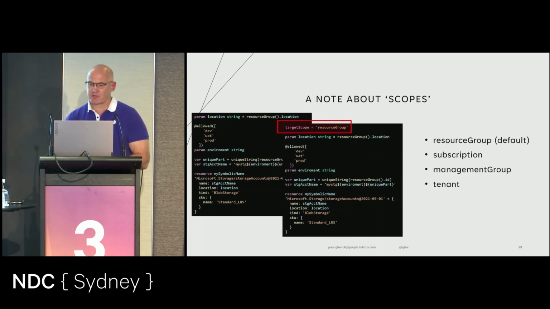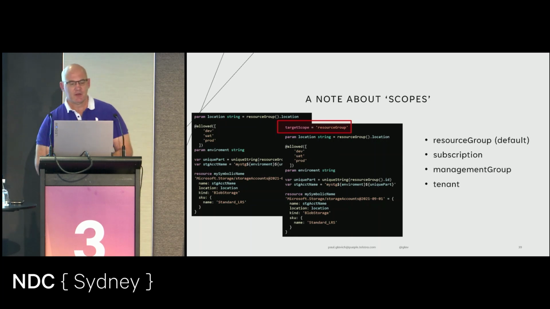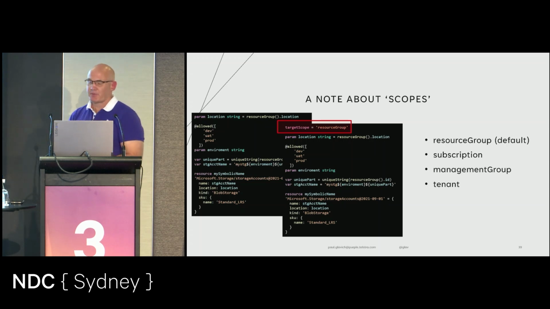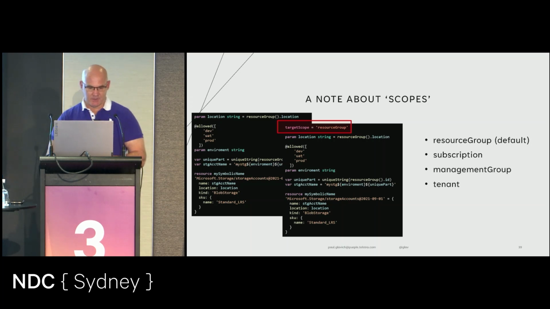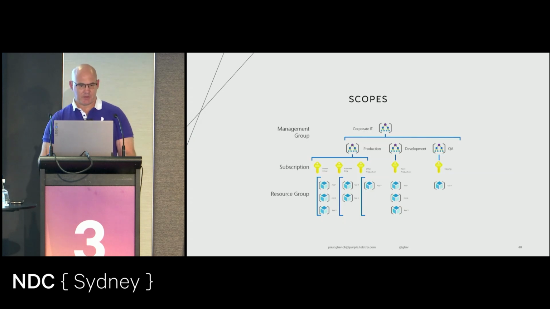Yes, note about scopes. I did mention I would talk about that. The default scope in a Bicep template is resource group, as you'd expect. It does support all the other constructs, such as subscription, a management group, and tenant. And so we'll go and have a quick look at that.